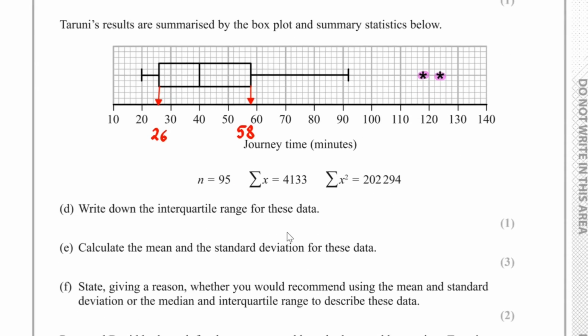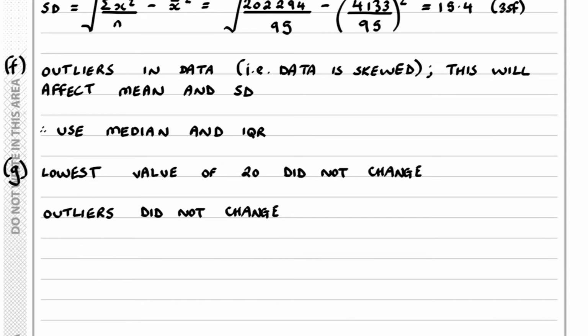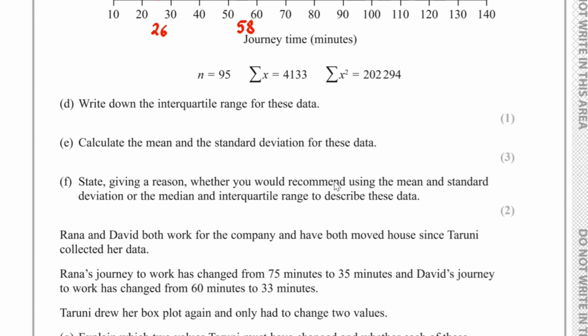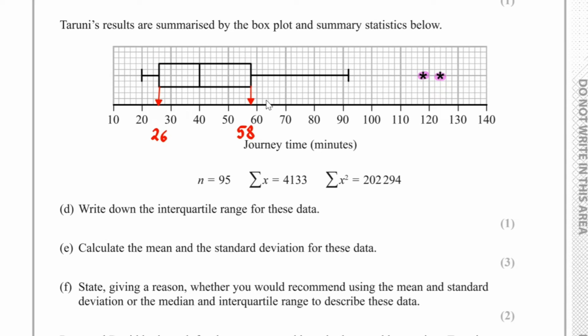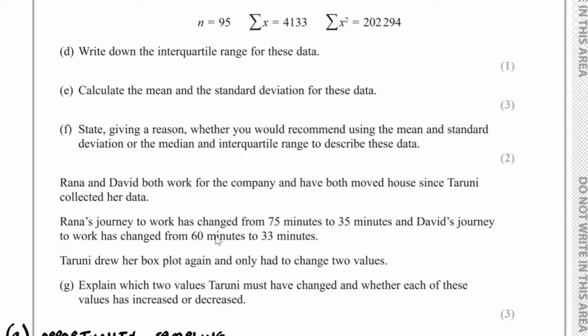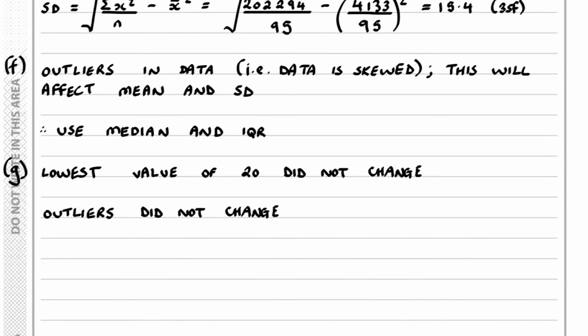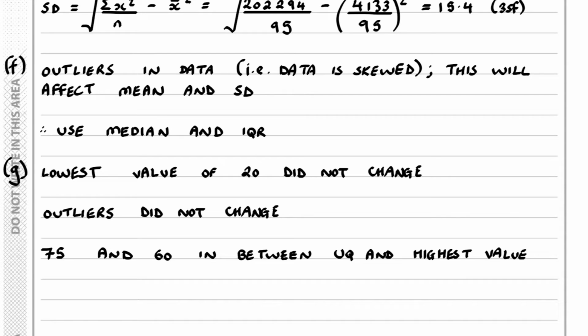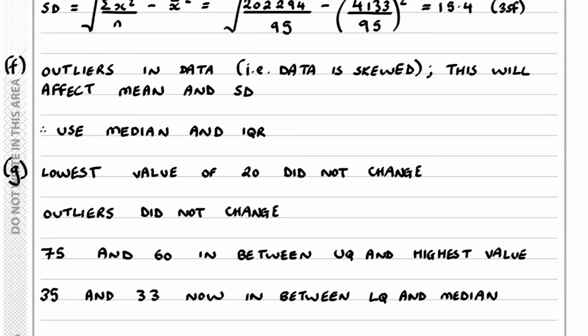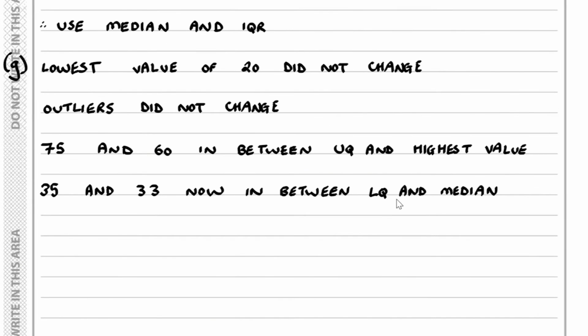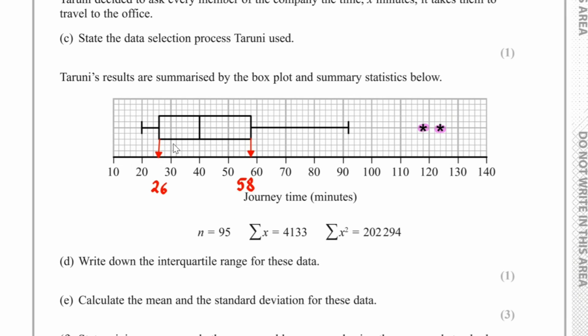Also, if we consider where these data are and where they are going to, these outliers as well are not changing. So the outliers do not change. Now, as I've just said, this 75 and this 60 are in between the upper quartile and the highest value. And when we change the values because of them moving houses, the 35 and the 33 are now between the lower quartile and the median. They are now somewhere here, in between the lower quartile and the median.